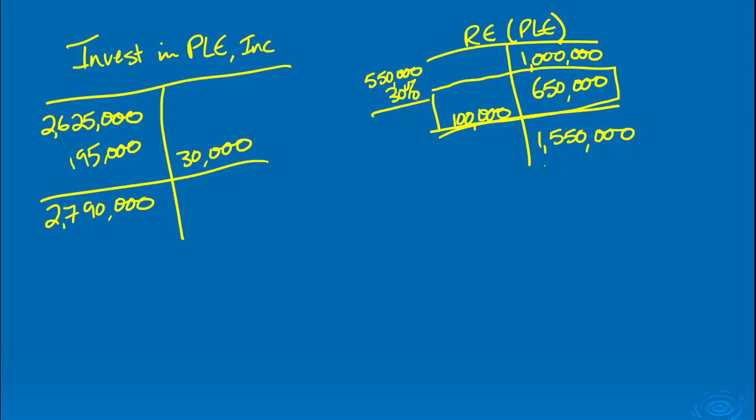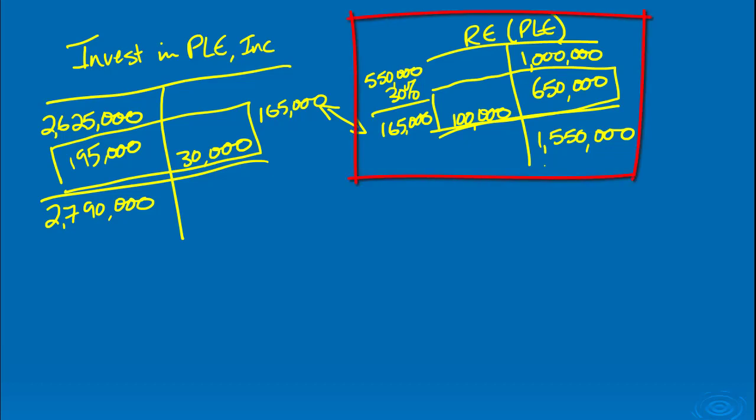30% of that is $165,000. And if you look over here, 195 minus 30 is $165,000. They match. Why? Because that was the whole point. That's what I'm trying to keep track of. Their net assets, as recorded by their retained earnings, have gone up, and I'm recording my chunk of that increase in net assets. That's what we do with equity investments.